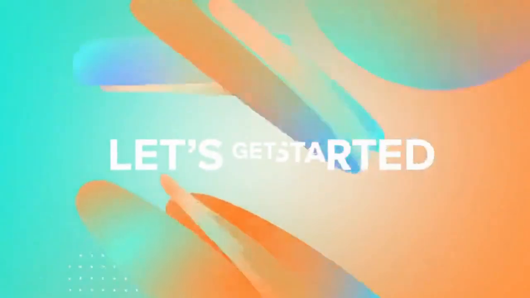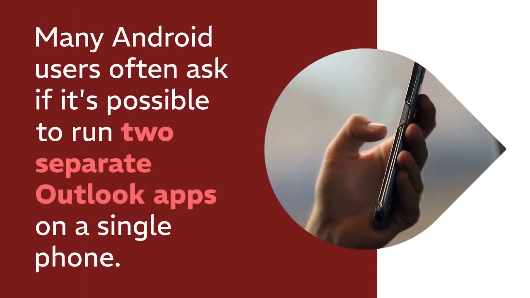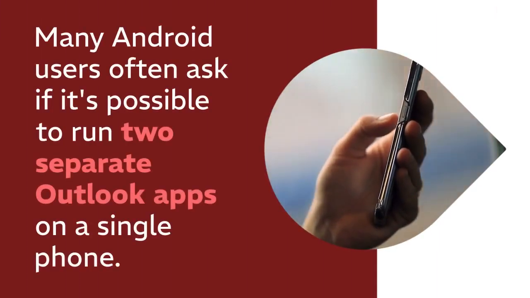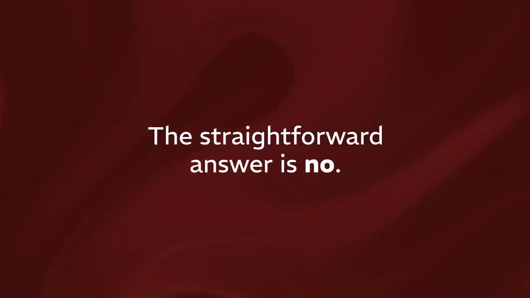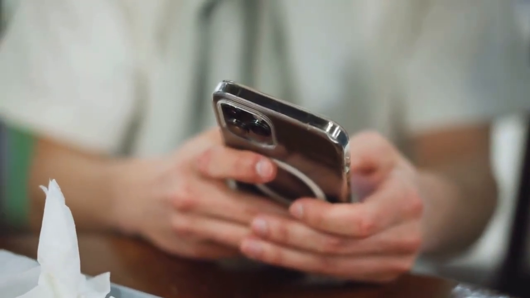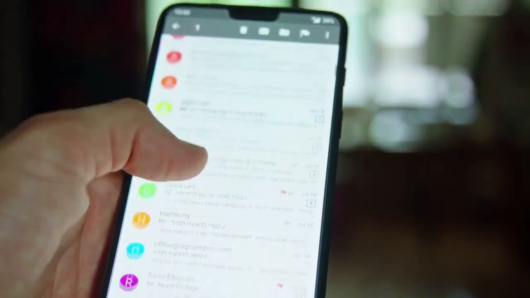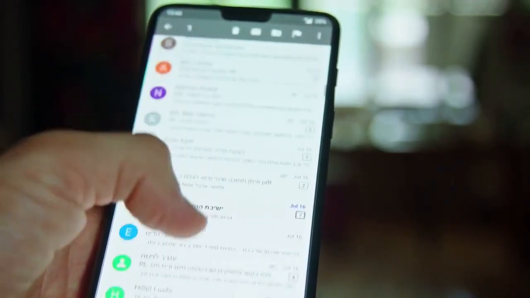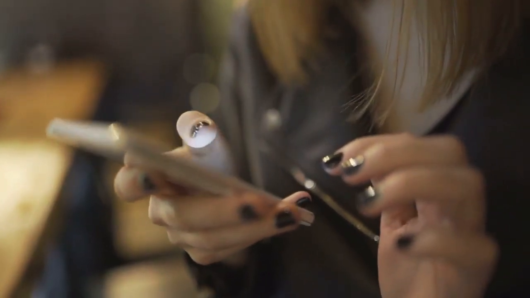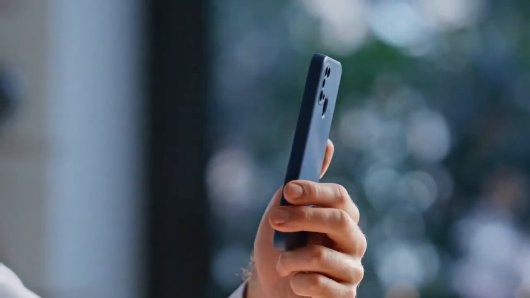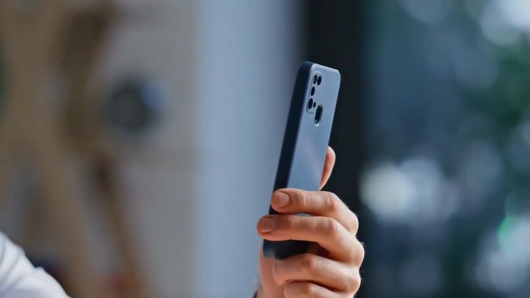Let's get started. Many Android users often ask if it's possible to run two separate Outlook apps on a single phone. Perhaps you want to keep your work and personal emails completely distinct. The straightforward answer is no, you cannot install two distinct instances of the same official Outlook app directly from the Google Play Store. The Outlook application itself is designed to manage multiple email accounts. You simply add your personal and work accounts right inside the single Outlook application. It keeps them organized and accessible from one unified interface. You can easily switch between your different inboxes within the app.